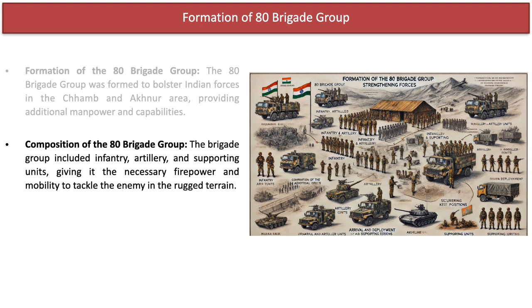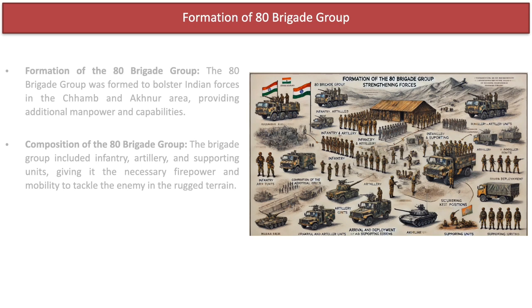And the logistic teams made sure that the 80 Brigade Group could sustain its operation for as long as needed. The combination of infantry, artillery, and support units gave the 80 Brigade Group the perfect balance of firepower, mobility, and adaptability. This composition allowed them to tackle the enemy head-on, conduct flanking maneuvers, set up ambushes, and respond to enemy movements with agility and precision. They could hold ground just as effectively as they could attack, making them a formidable force in the region.